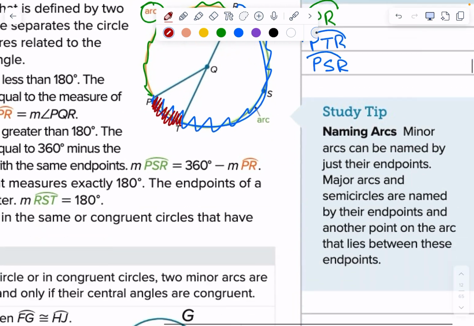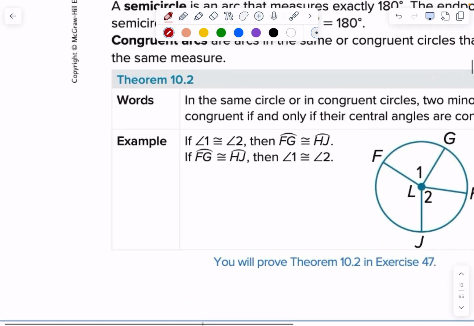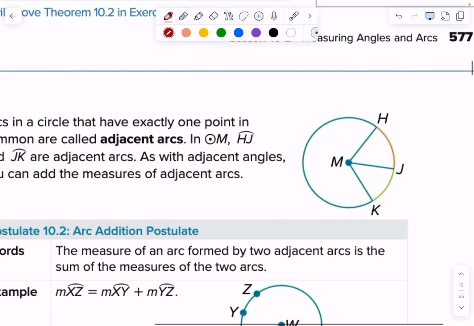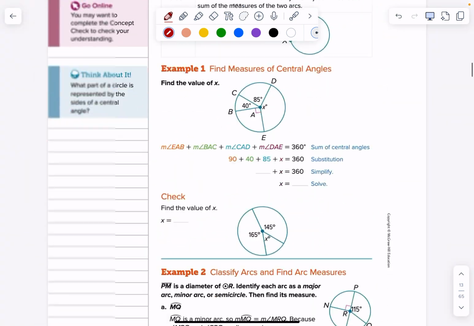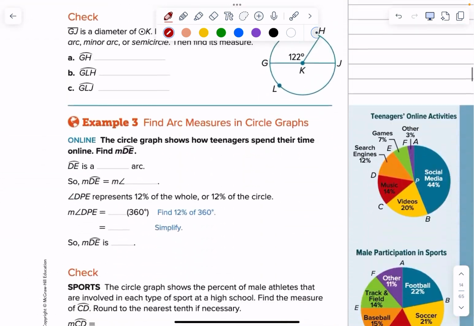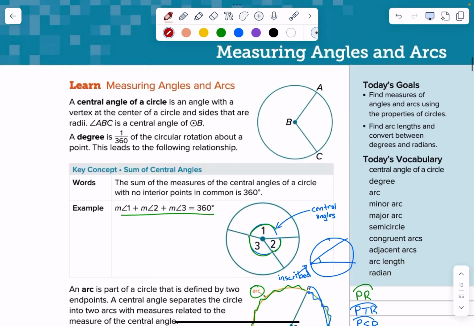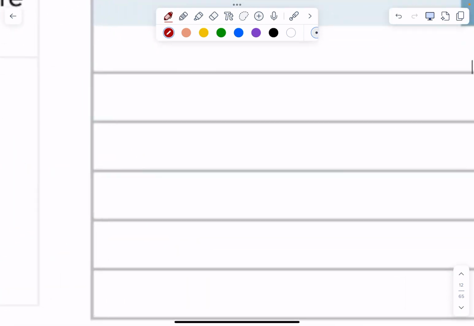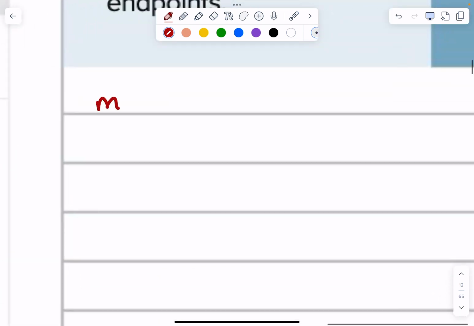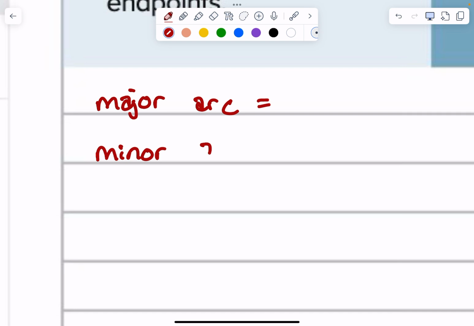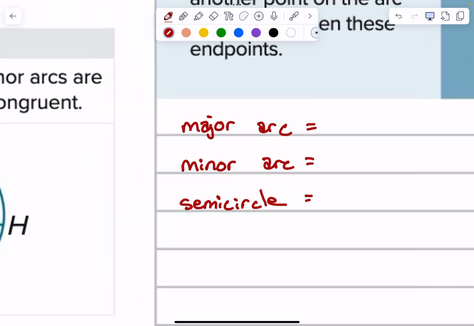Those are arcs. Okay, we have some things called, where are we at here? Let's put it up here. Okay. Put these down in the corner: a major arc, a minor arc, and a semicircle. Major arc, minor arc, semicircle.